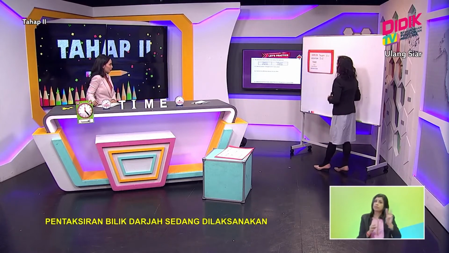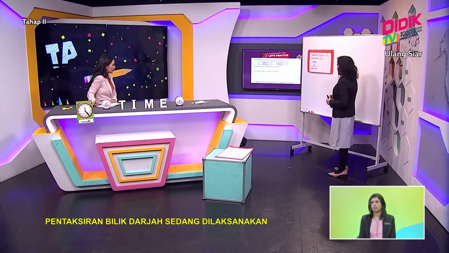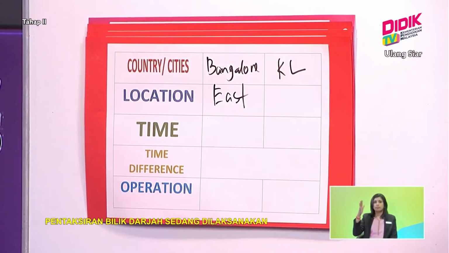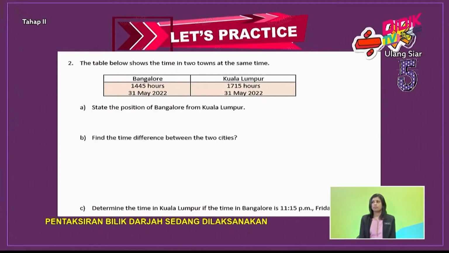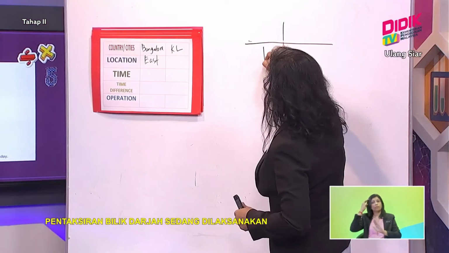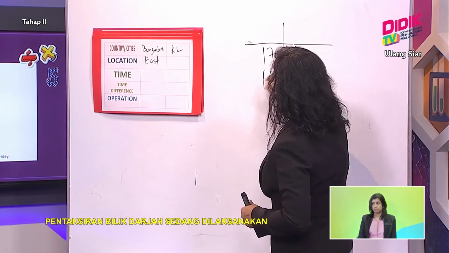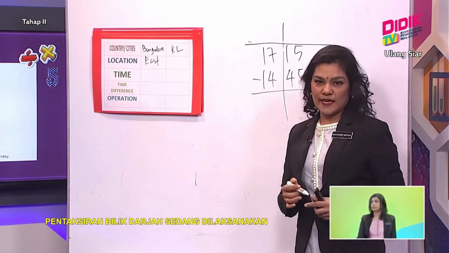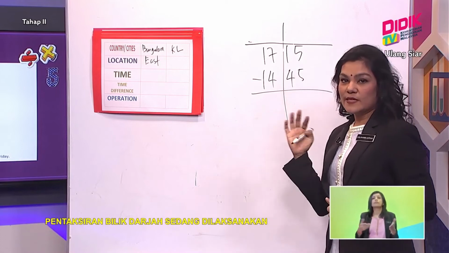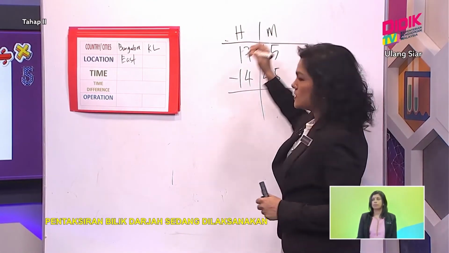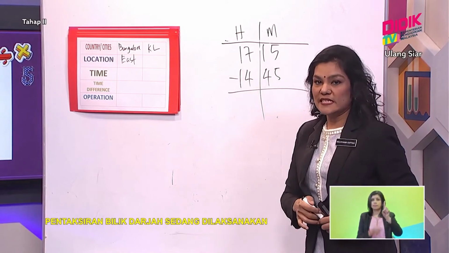How about the time difference? 14:45 hours, 17:15 hours. Question B: find the time difference between the two cities. You have to subtract. The time given is 17:15 in Kuala Lumpur and 14:45. How to subtract here? Remember, this is hours and this is minutes, so 1 hour is equal to 60 minutes.